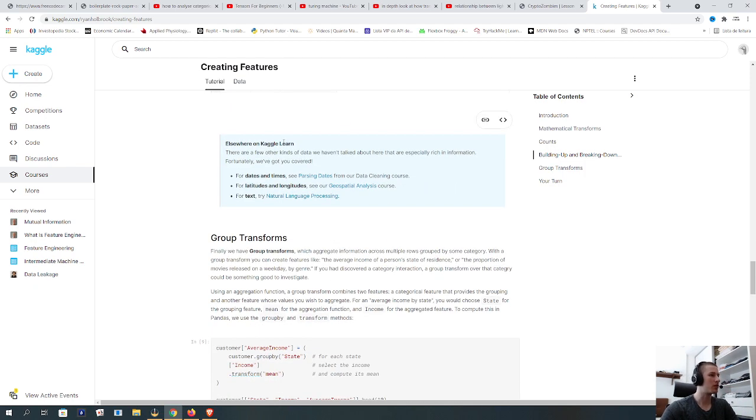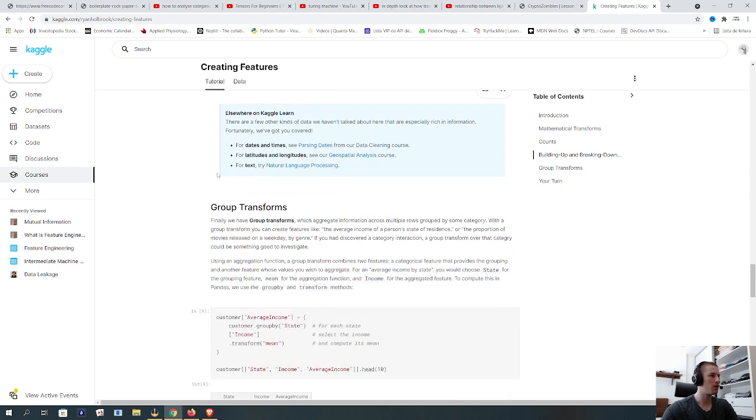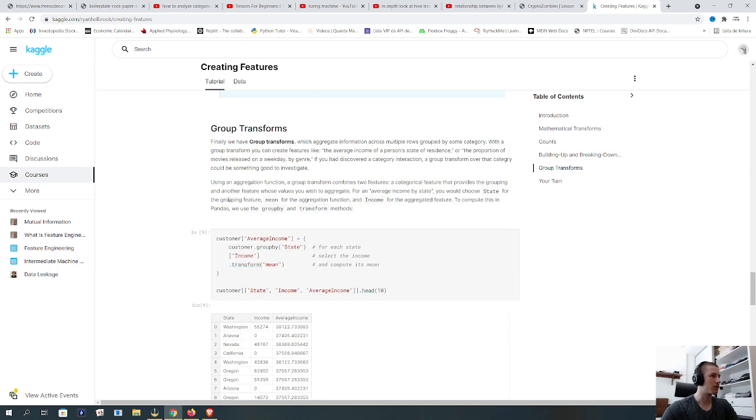Also our own Kaggle Learn. Okay, not gonna read that.